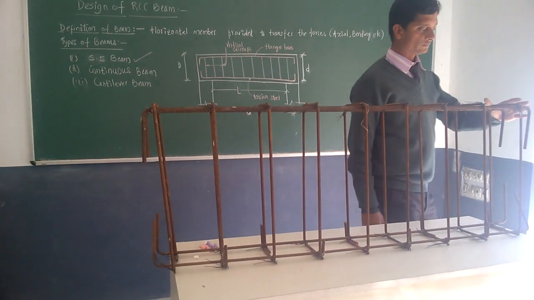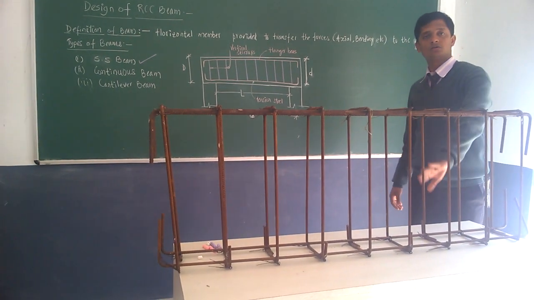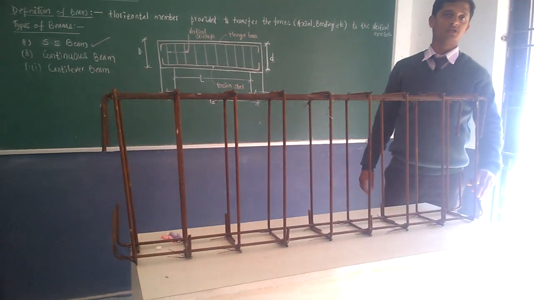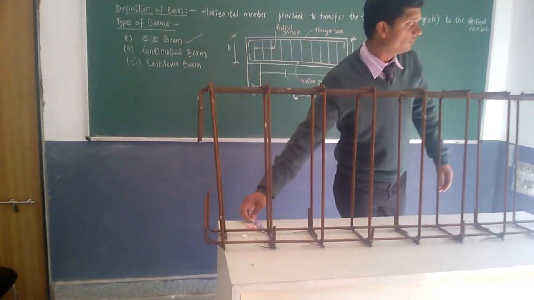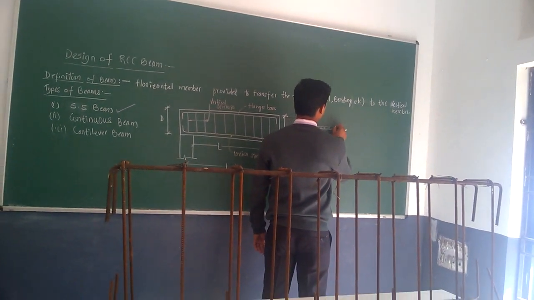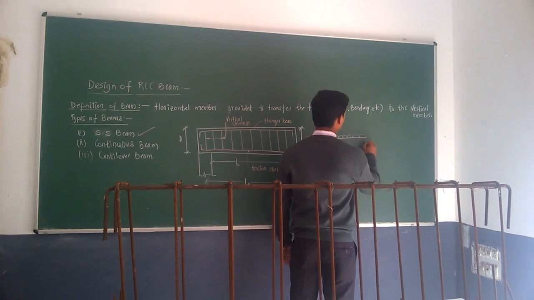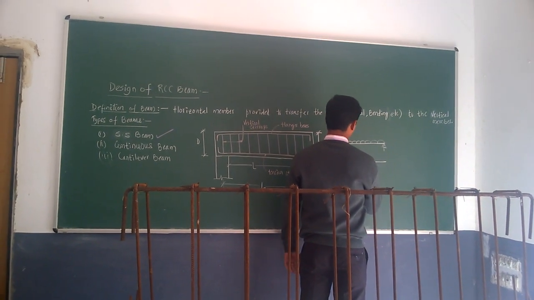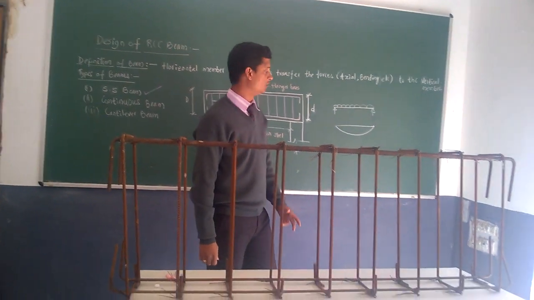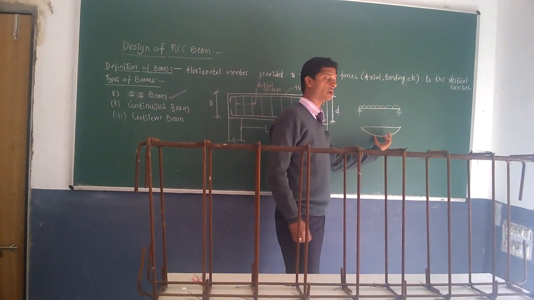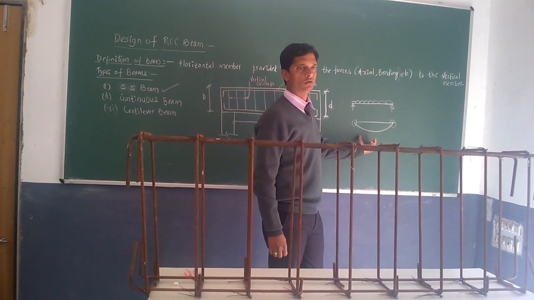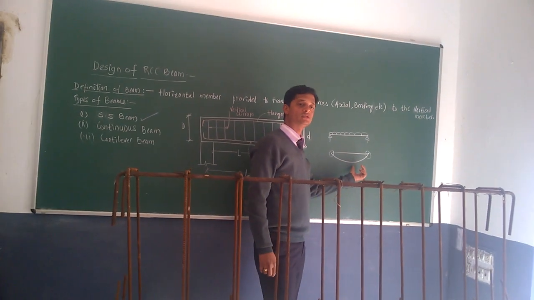Now if you see the different elements of the beam, this is known as the bottom reinforcement in case of simply supported beam. If you study the bending moment diagram, this is the nature of the bending moment diagram in case of simply supported beam. Towards the support, the bending moment is 0, but at the mid span, the bending moment is maximum.